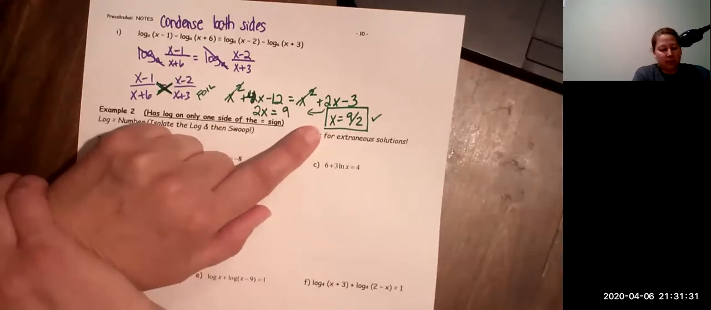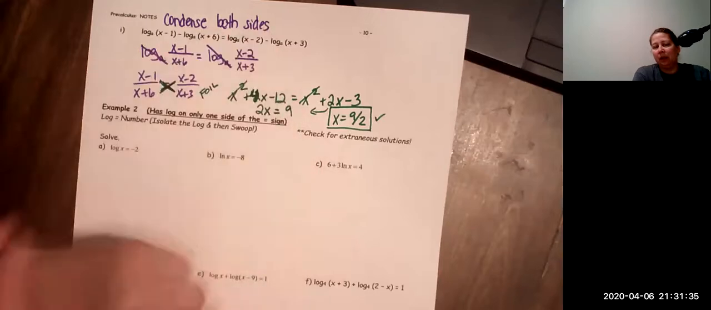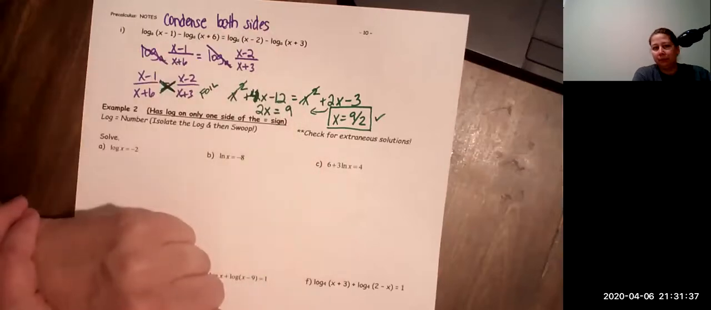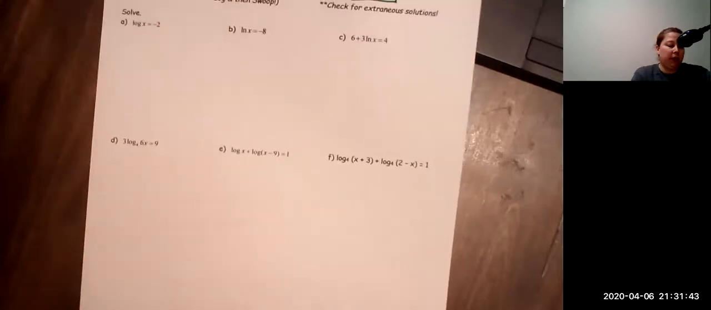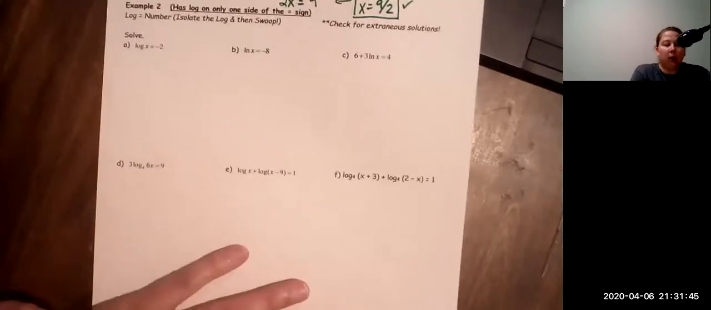All right. So the main difference of this one, whenever you see a lot of logs in a problem, you just have to condense every side down. Okay. All right. And now the last type that we're going to do in this lesson is where we have a log only on one side.